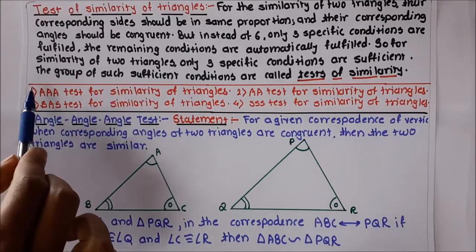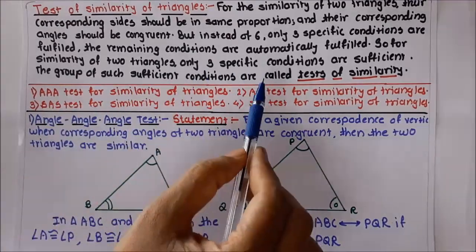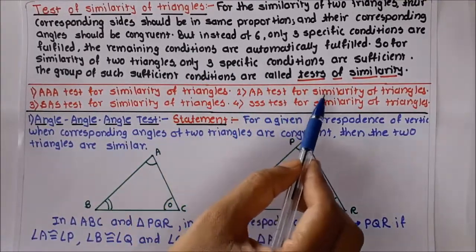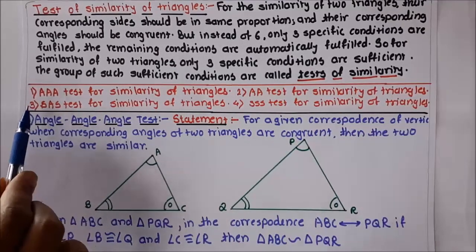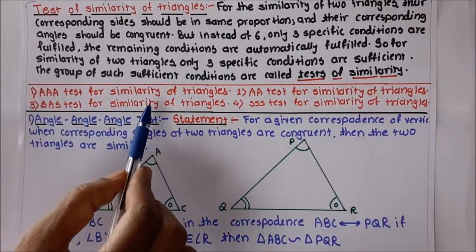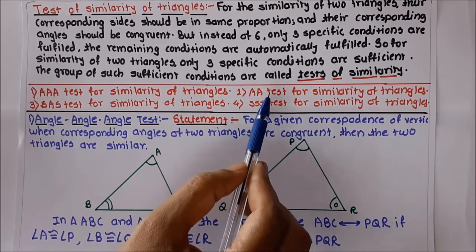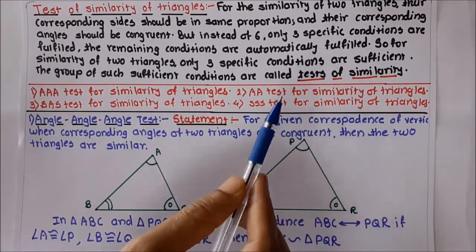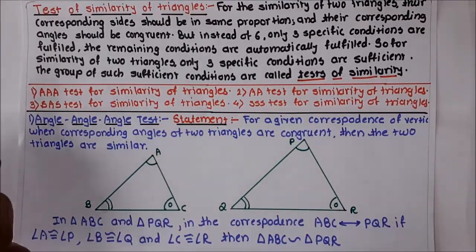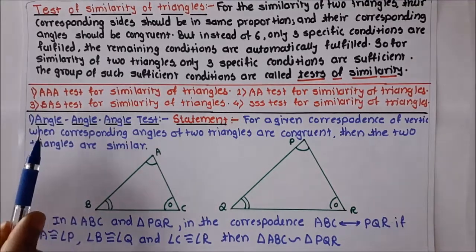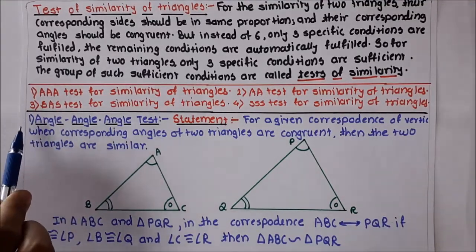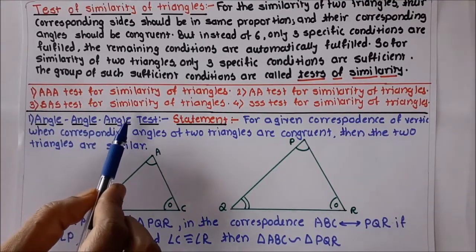First test is AAA test of similarity. Second one, AA test of similarity. Third one, SAS test of similarity. And fourth one, SSS test of similarity. So at first we will see what is AAA test. Now its full form is angle angle angle test.